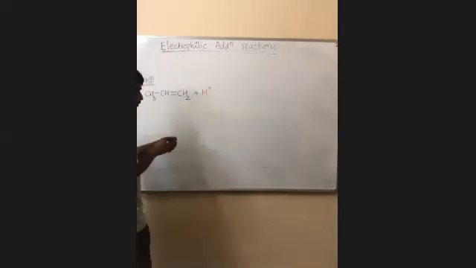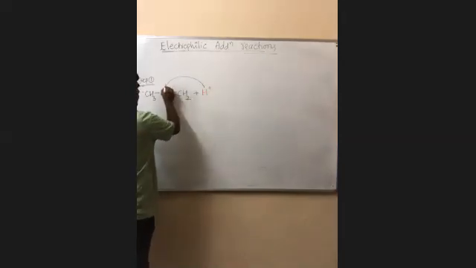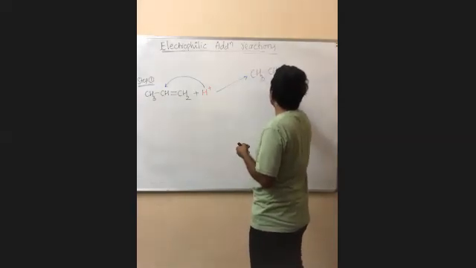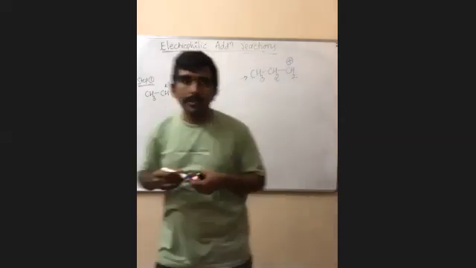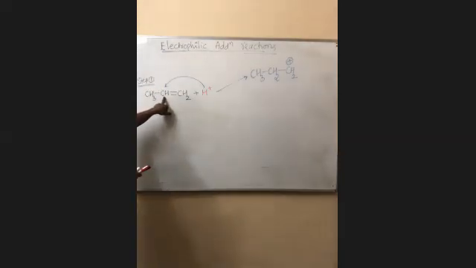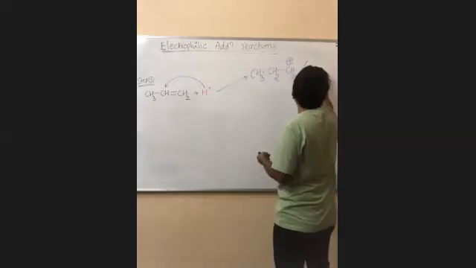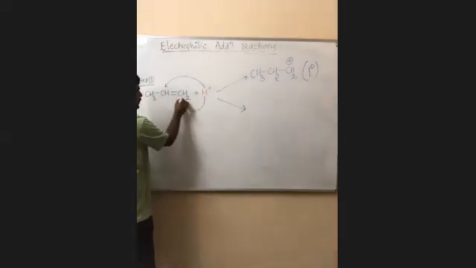Then here you will get two chances. H plus may add to the middle carbon. Then you will get CH3, CH3, CH2 and the positive charge will go to the other carbon. Please remember, if H plus is added to the middle one, the positive charge is on the other carbon. If H plus is added to this one, this carbon will get positive. So this is a primary carbocation.